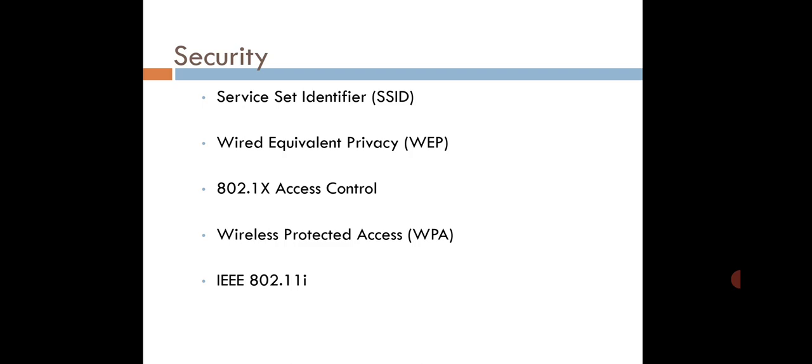Next is security. First, the service set identifier is used. Wired equivalent privacy. Next, 802.1x access control is in use for security purposes. Wi-Fi protected access is used. Next is IEEE 802.11i.